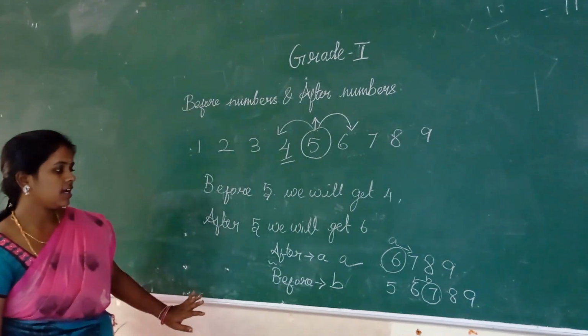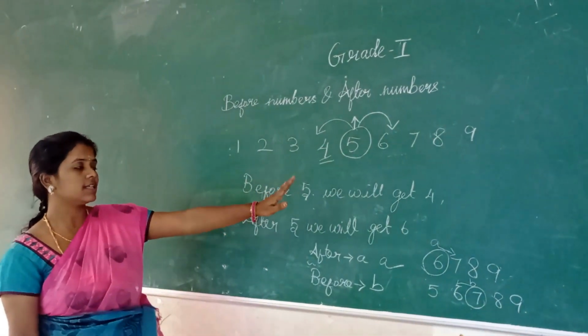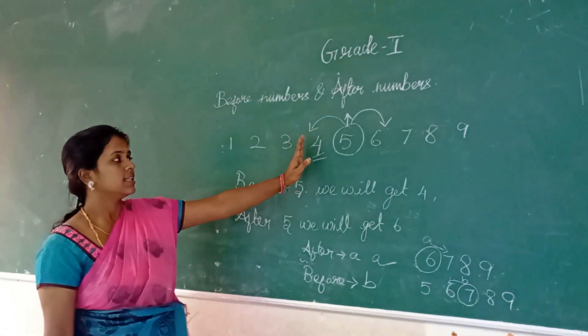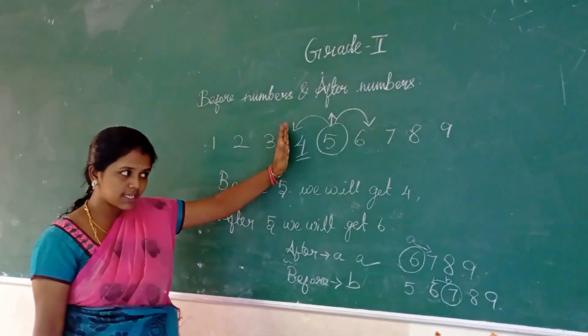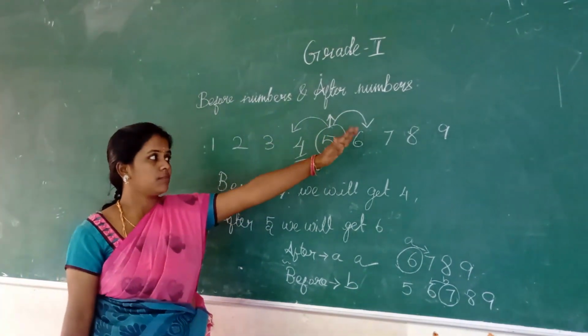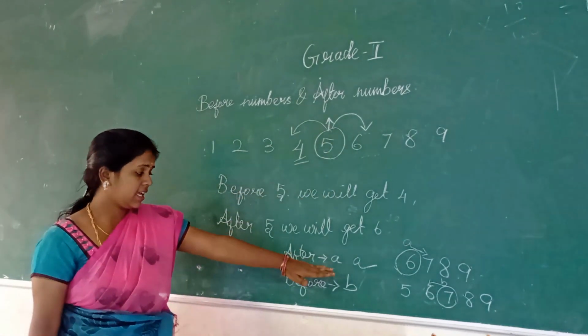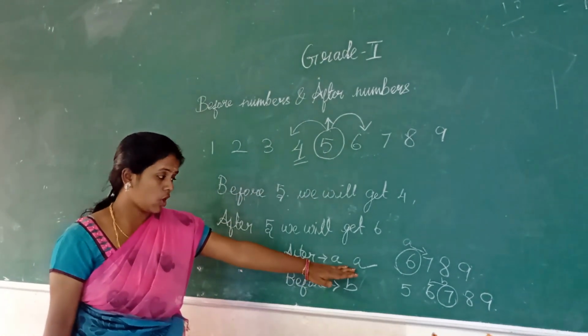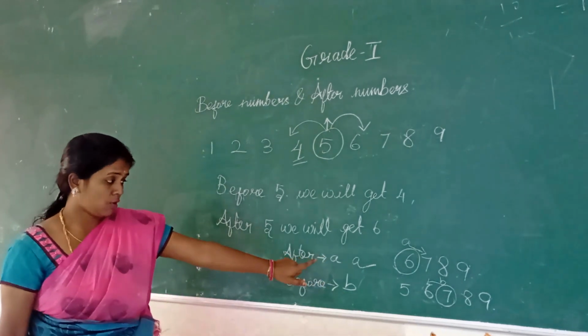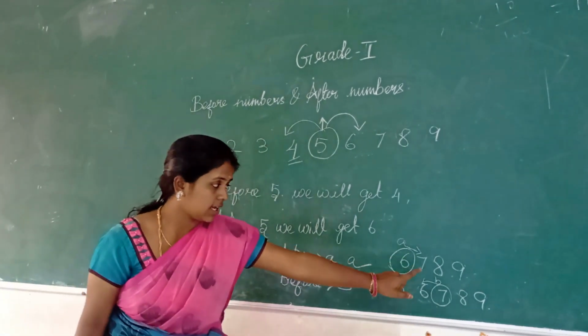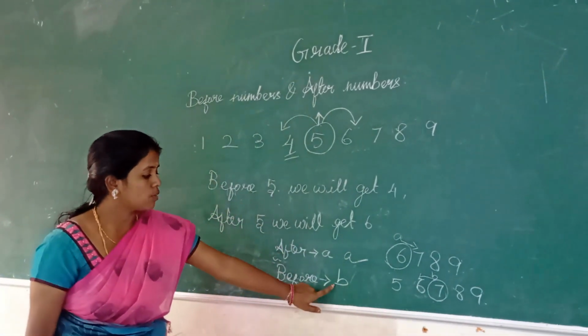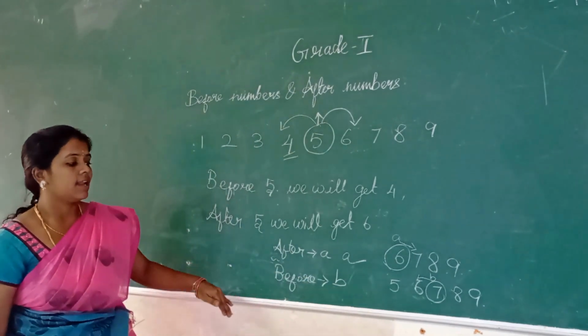So this is the way to learn it. Before means the numbers which come before it, so you have to see your left side, and after means if you come after the particular number, you have to see your right side. Then keep remembering this small a and small b. Small a's curve will be looking at the right side number, and small b's curve will be looking at the left side number.